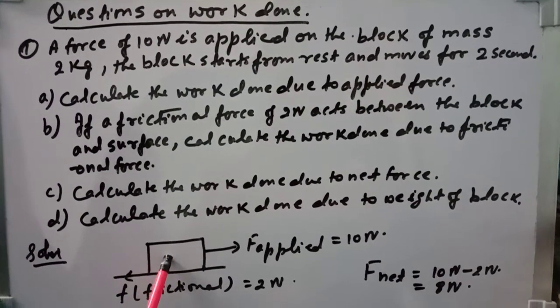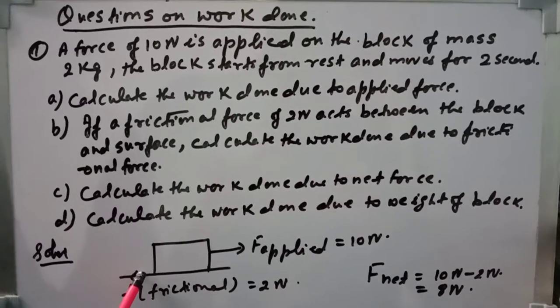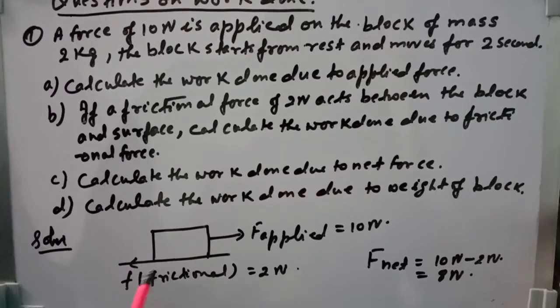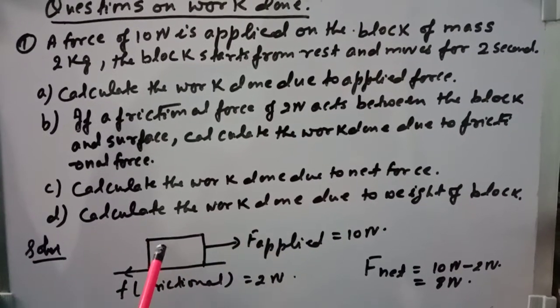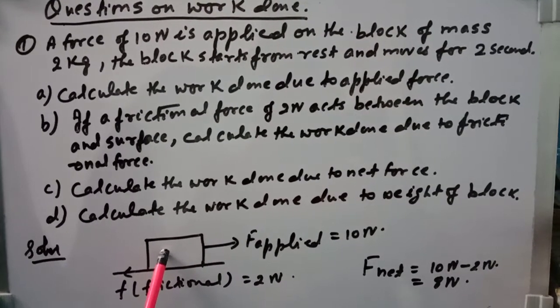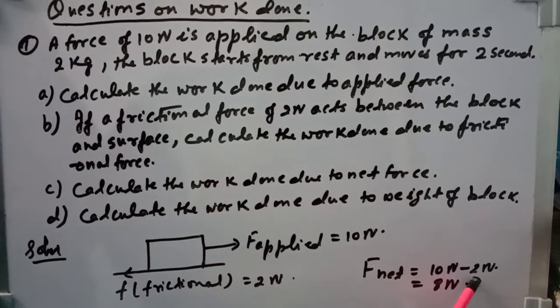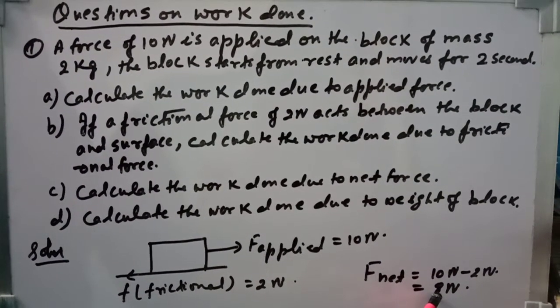Now this is the block. The applied force is here 10 Newton and frictional force always acts opposite, so frictional force is 2 Newton. The mass of the block is 2 kg. First we want to find the net force. So F net is equal to 10 Newton minus 2 Newton, that is 8 Newton.